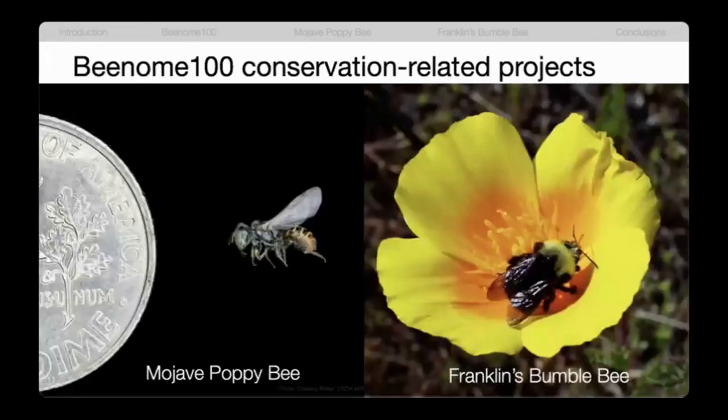So today I'll briefly tell you about two Beenome100 conservation-related projects. The first will be how we've generated a novel de novo reference genome for a species of conservation concern, which is the Mojave poppy bee. And then I'll tell you about how we're using a reference genome of a related species to aid the conservation and learn more about Franklin's bumblebee.